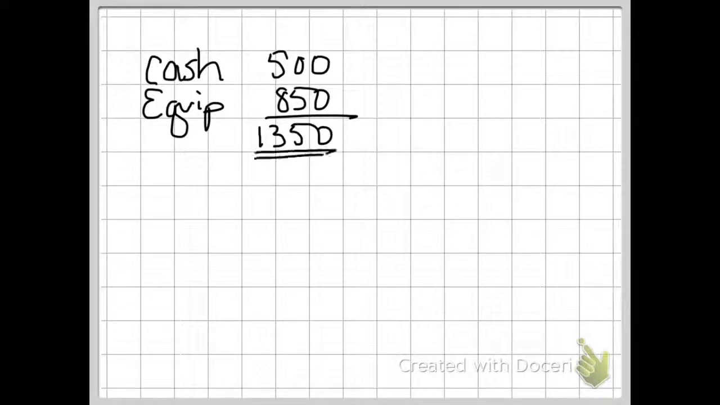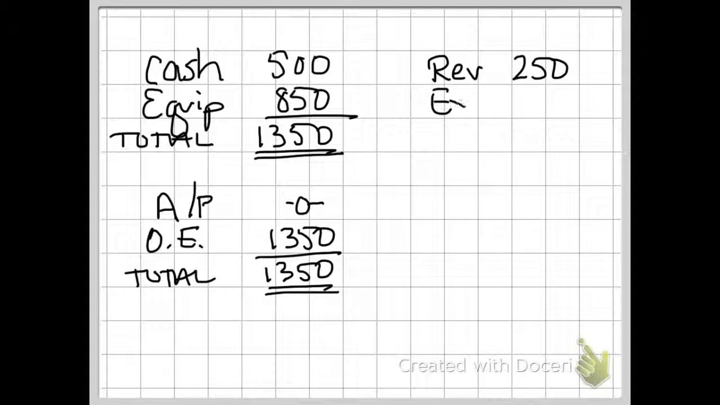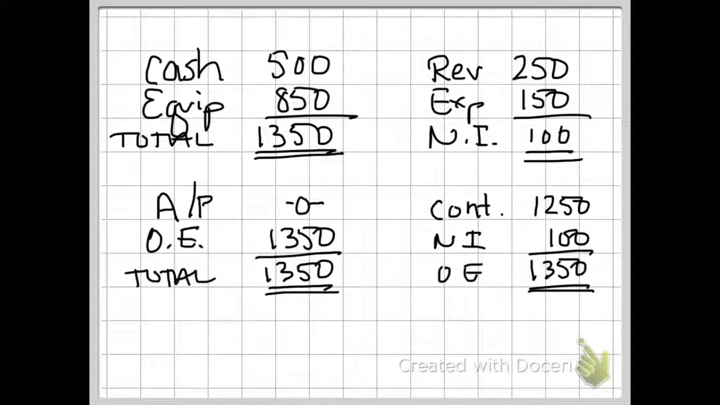To summarize this, we have cash and equipment, so we have $1,350 in assets total. We have no accounts payable, and we have $1,350 in owner's equity. So assets equals liabilities plus equity. We had $250 in revenue, $150 in expenses, so we had net income of $100. And so our original contribution of $1,250 was increased by our income to come up with ending owner's equity of $1,350.